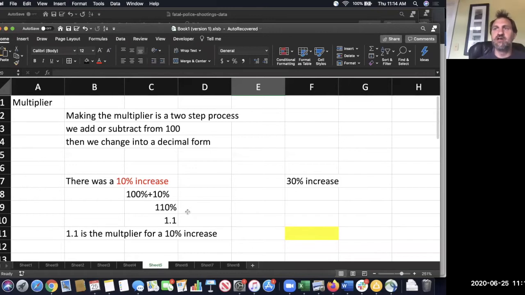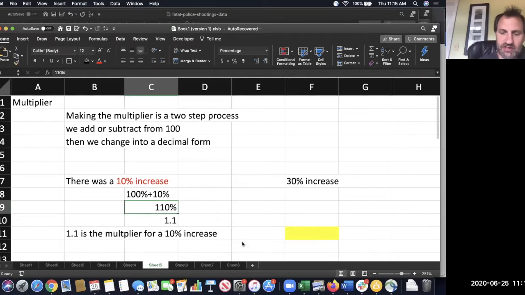This multiplier is useful in this section, and then it's useful throughout the rest of this unit, especially as we get into talking about financial situations where you have interest. You can use the multiplier concept as a way of thinking about what is the exponential base in your formulas. Okay, so a 10% increase means you're adding 10%. So mathematically speaking, that means you take 100%, you add 10%. That's easy to add up. That's 110%.